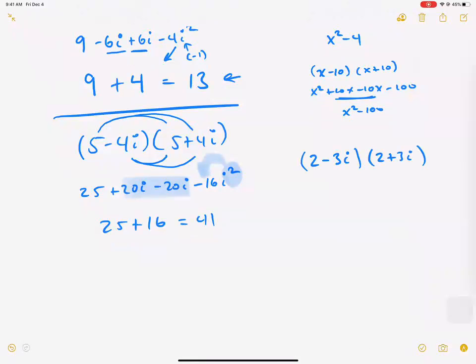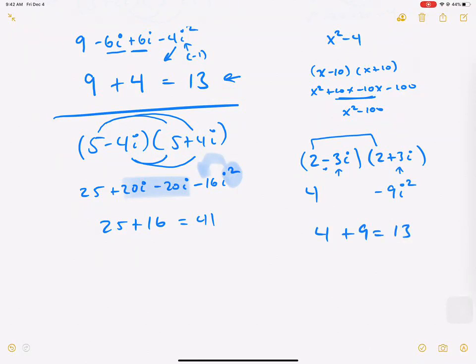Now, we could multiply this out, and we could spend all our time and write this whole step here. But I'm into seeing patterns. So for sure, the front's going to be 4, right? 2 times 2 is 4. The back, what's 3 times 3? 9. But that's a negative 9, right? But isn't it going to be negative 9i squared? Which is going to force it to be a positive, and we're done with 13.